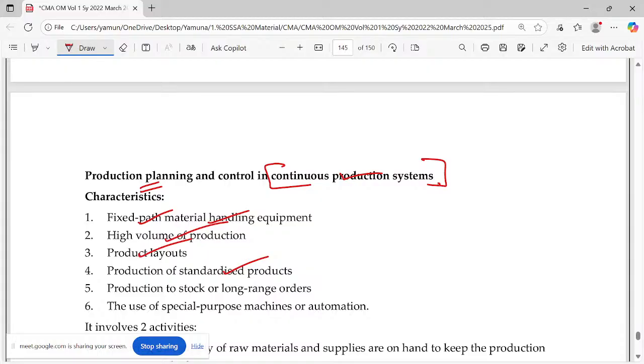And rarely it comes to jaggery, powder sugar and other things, brown sugar or whatever it is. Produce to stock or long range orders.